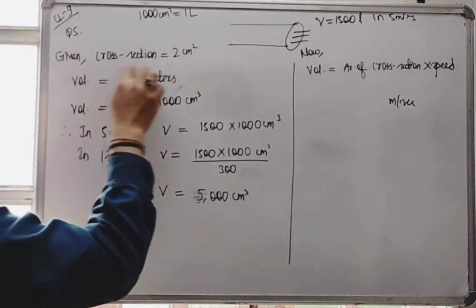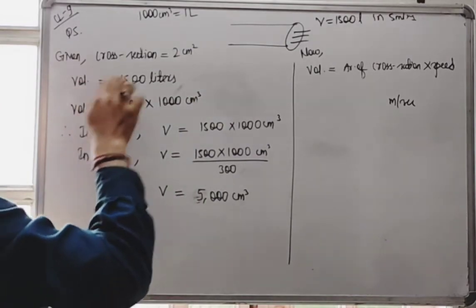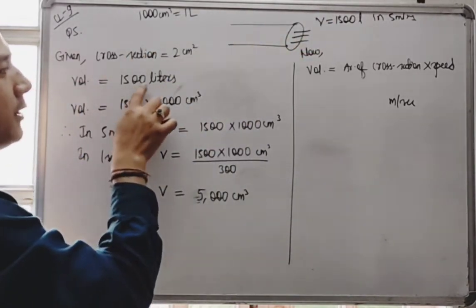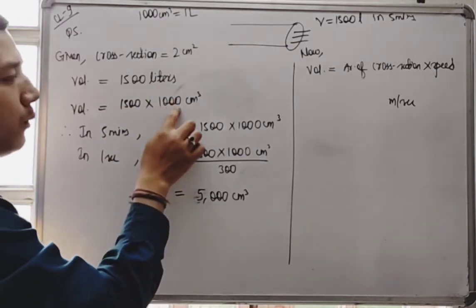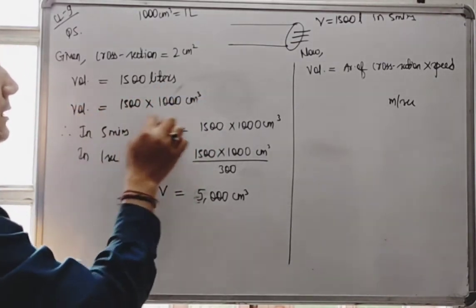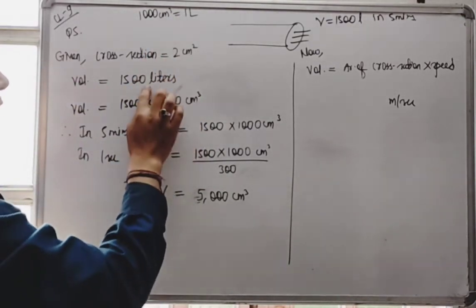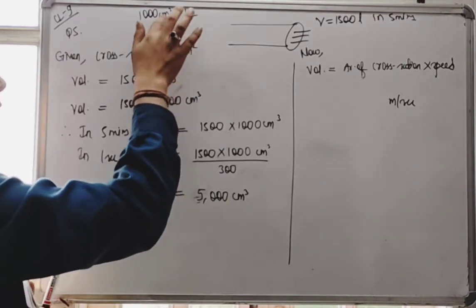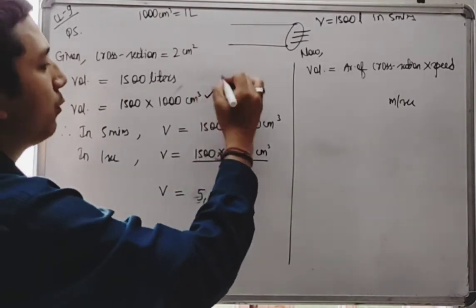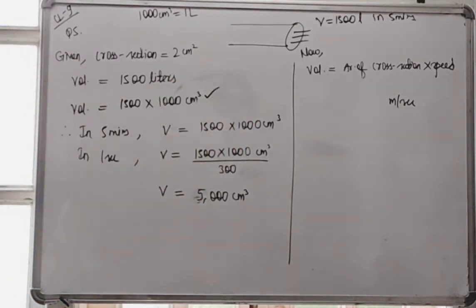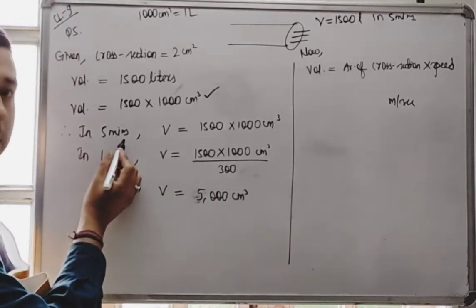Okay, so this is the cross section of the pipe. This cross section is 2 centimeters square. The total volume is how much? 1500 liter. So 1500 liters means 1500 into 1000 centimeter cube of water is the volume. This conversion is okay for you because 1 liter is 1000 centimeter cube. So 1500 liters will be 1500 into 1000 centimeter cube of water is being delivered by this hose pipe. Okay, in how much time? In 5 minutes. Remember that.